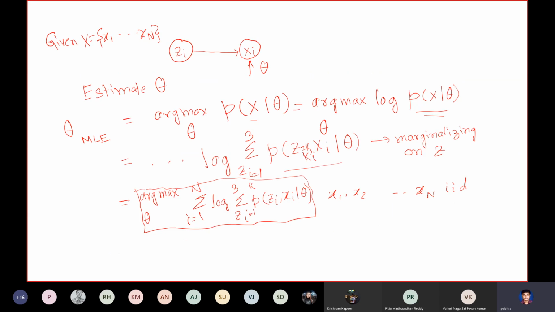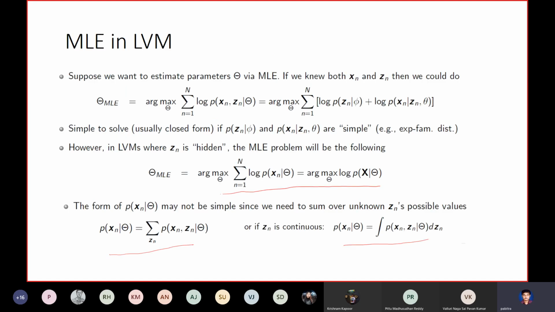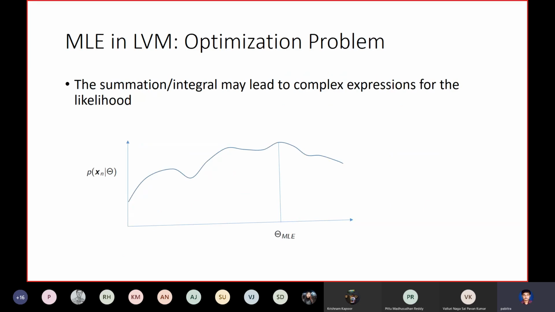So you have to numerically solve it. If you plot theta and log of p of x given theta, usually it will be a pretty complex function like this with a lot of local maxima. And what we are interested in is to find the highest point of this function. So that is our optimization problem. You can actually solve this optimization problem by things like gradient descent, but gradient descent has its problems in the sense that it gets stuck in local minima and so on.